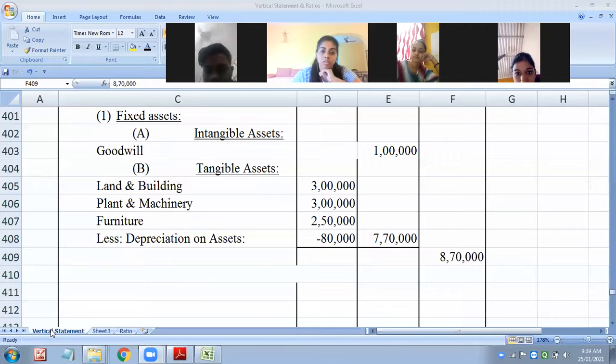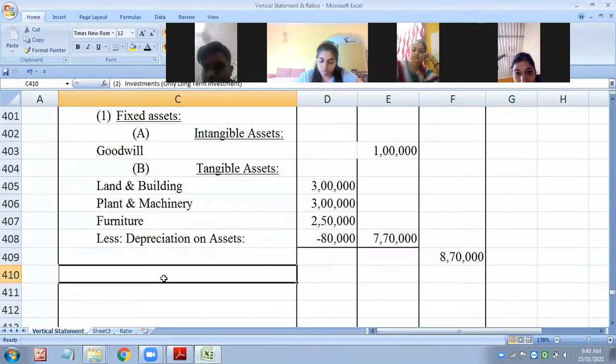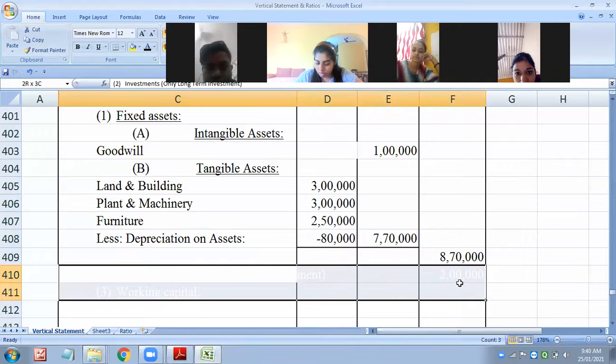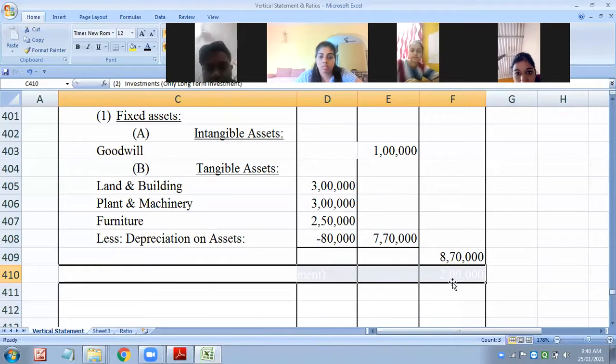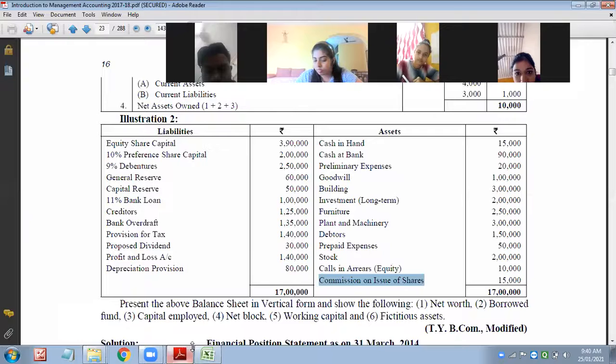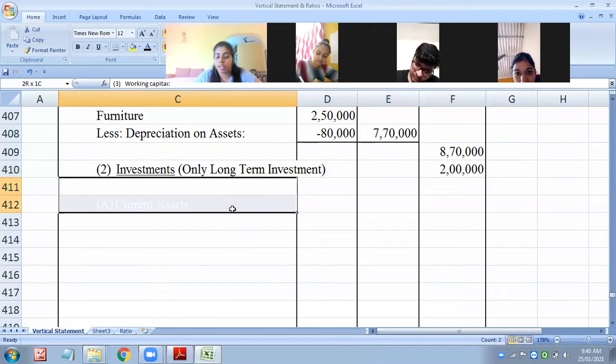Once you have completed till here, just let me know. Then we'll go for working capital. Be fast. We have only 4 minutes. Then we have one more item that was long-term investment to be written separately. Yes, that was also there. And thereafter, working capital.